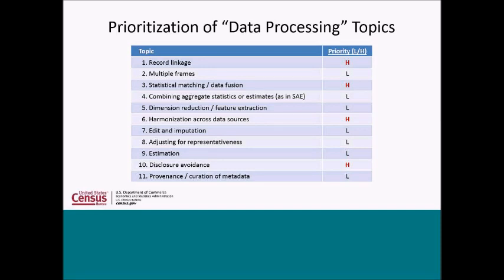Okay. So we came up with 4 areas that we thought were high priority. The first was record linkage. The second was statistical matching / data fusion / imputation-based methods for combining multiple data sets. The third topic, which was rather more loosely defined, was harmonization of information across the data sources. For example, what do you do when you're combining data sets where the variables are similar but not quite the same? And then the 4th area was disclosure avoidance, and what happens with disclosure avoidance techniques when you're in a multiple data set framework.